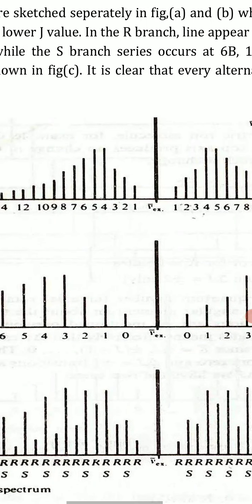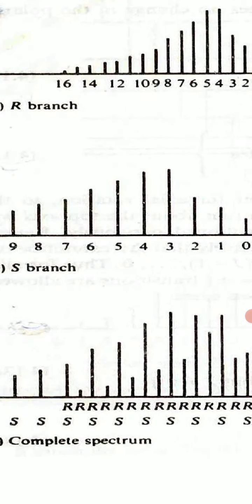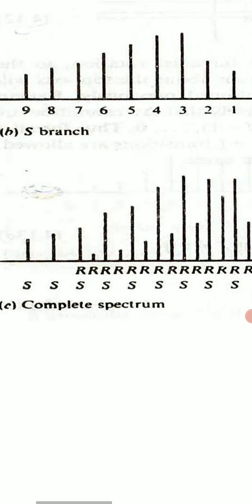So in the first diagram, we have shown R branch lines, and in the second, we have shown S branch lines. And in the next diagram, we have shown the complete spectrum. In the center, we have the wave number of incident radiation nu_ex bar, and on the left side of it, we have Stokes lines of R and S branch, and on the right side we have anti-Stokes lines of R and S branch. Some R and S branch lines coincide here.